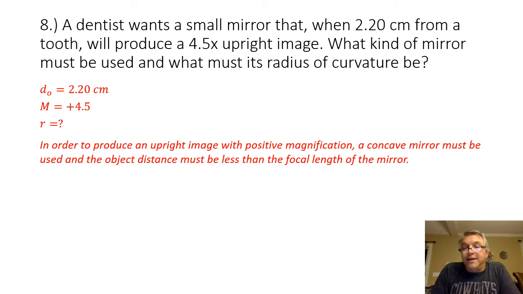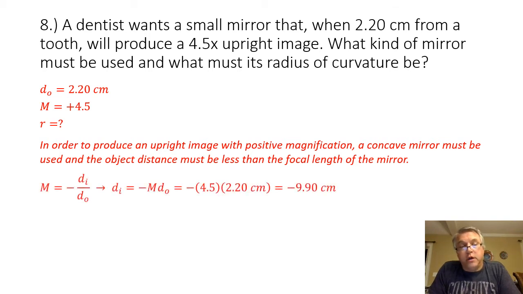So if I want to find the radius of curvature, again, I can't find it with the values that I have given, but I can find the image distance if I use the magnification equation. So taking my magnification equation and solving that for image distance, like I did in the previous problem, is going to give me an image distance of negative 9.90 centimeters.